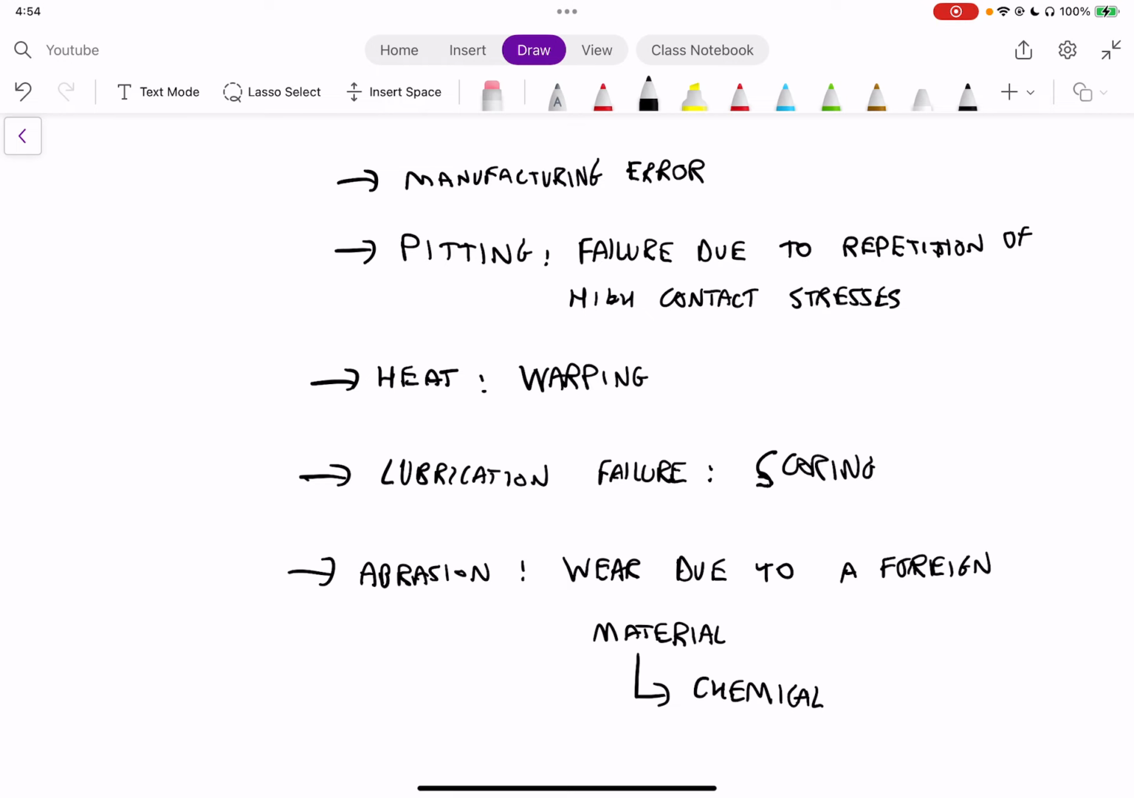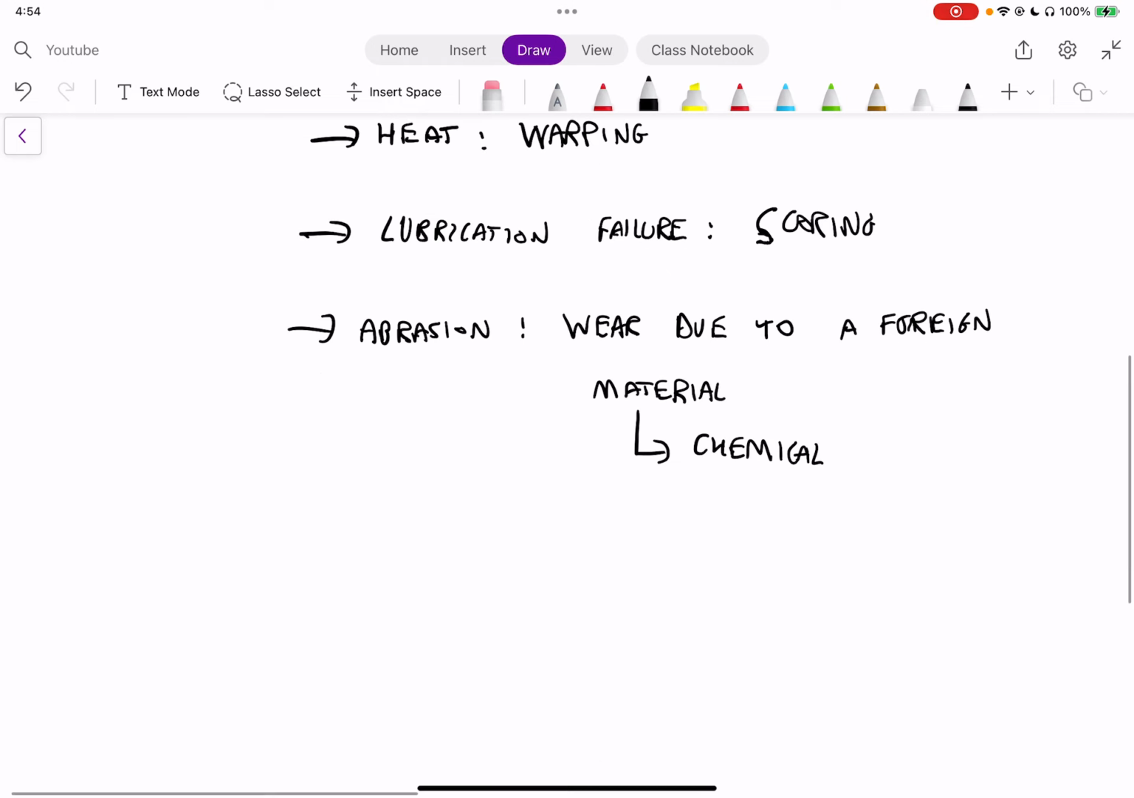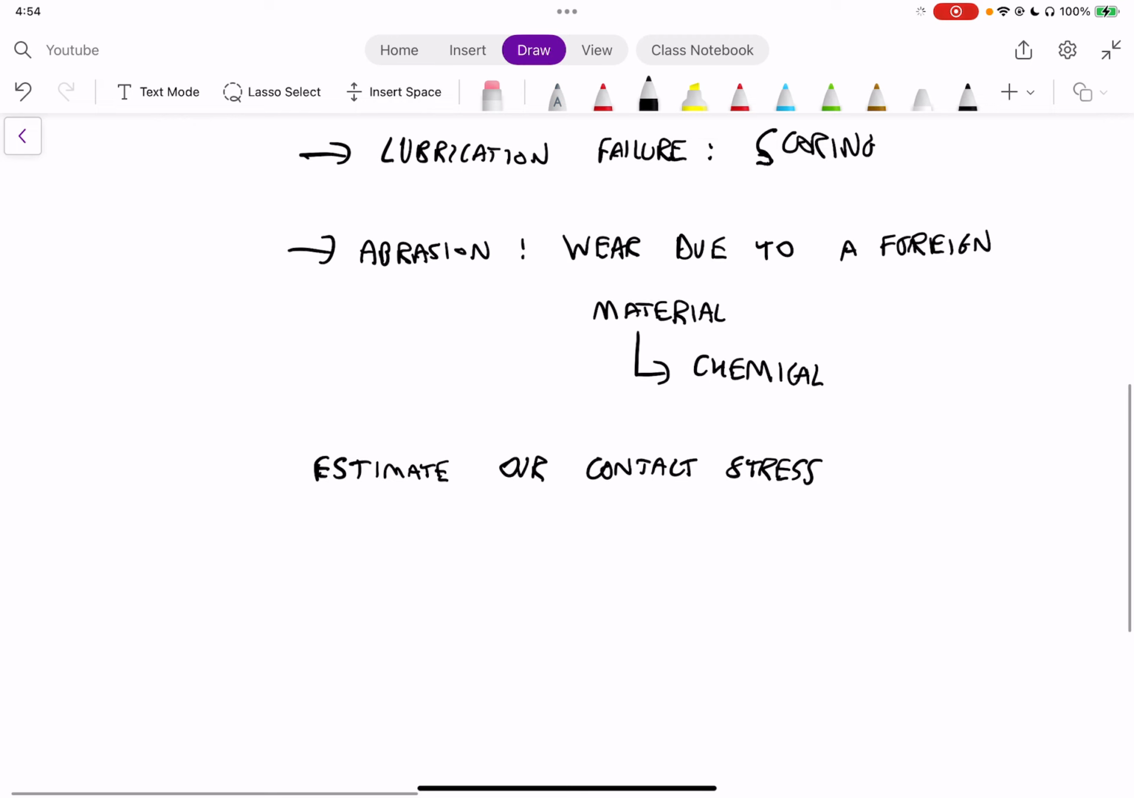So pitting is really the one that we're interested in, and we're interested in estimating our contact stress. So what we're interested in doing is understanding surface durability. We want to be able to estimate our contact stress. And we're going to do so with some information that you usually learn in the lecture series before this, which would be on mechanical design 1, okay? And this would be called Hertzian theory.